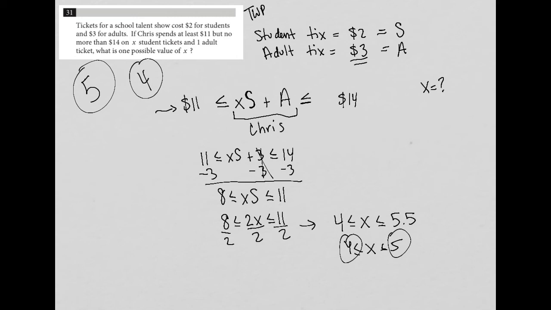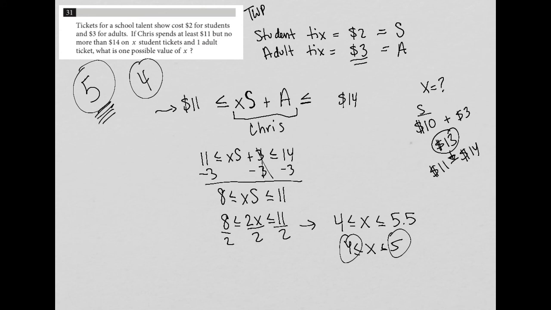If you weren't certain of it, you could always plug these numbers back in and just say, okay, if I pick 5, for instance, and that means Chris bought 5 student tickets, that would mean that he paid $10 for the student tickets. Plus, we already know he bought one adult ticket, so that would be $3 for an adult ticket. So 10 plus 3 is $13. And we know that we just want to be somewhere between 11 to 14. So $13 fits that. It is between 11 and 14. So that means 5 will be a good answer.